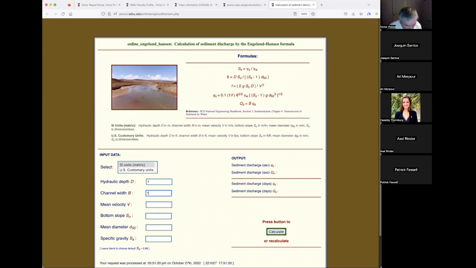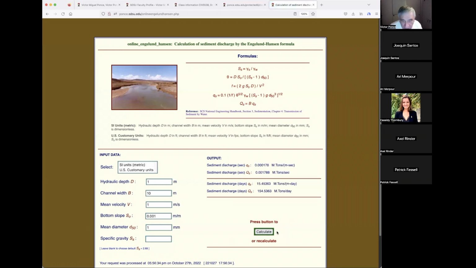Channel width, I'm going to put a 10 in here. Mean velocity, let's just say simple data that relates to practice. Mean diameter, say 1 millimeter. I don't have to put the specific gravity because it says leave blank to choose S sub S equal 2.68. So I'm going to do the calculation in 154 metric tons per day.